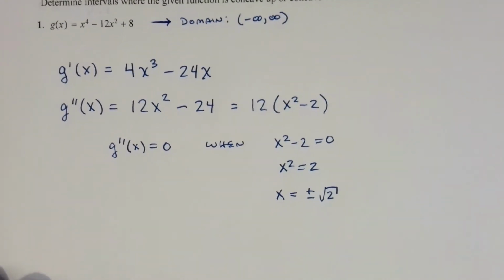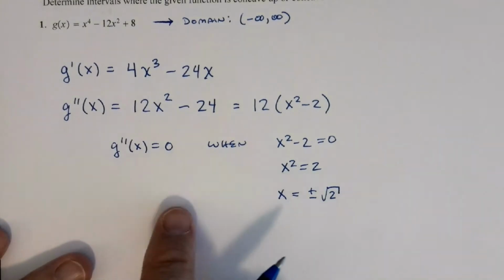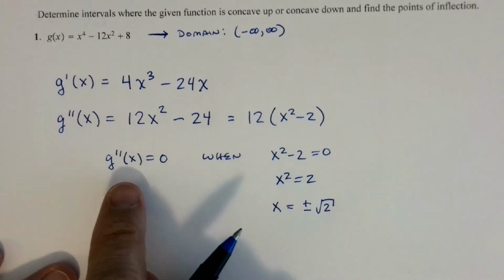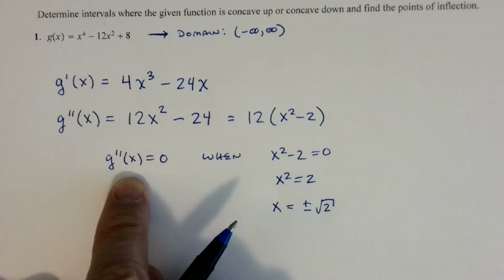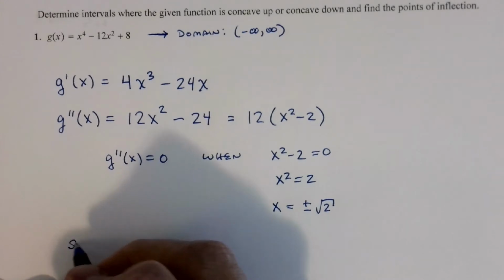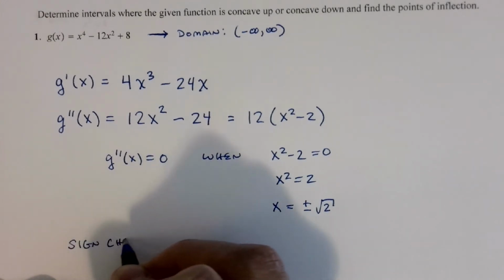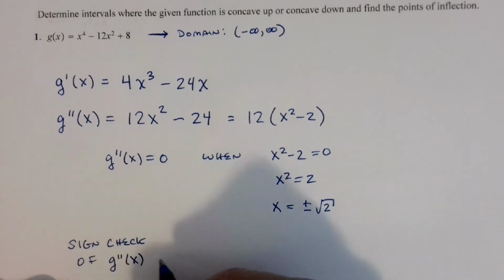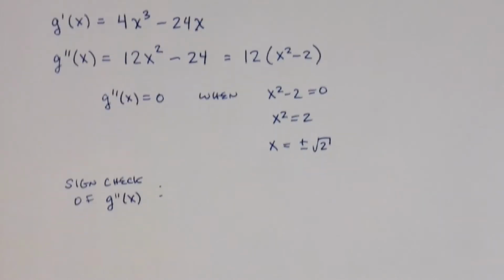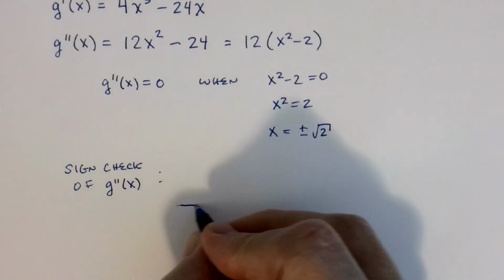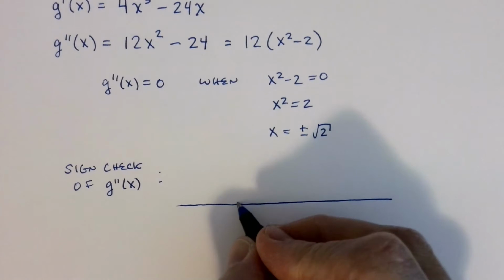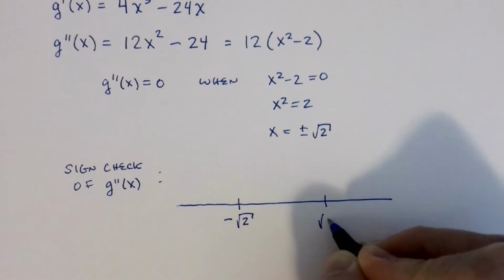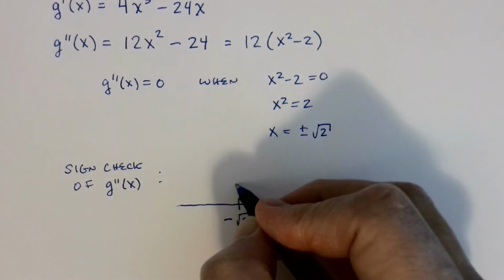So what are we going to do? I want to know where the function is concave up or concave down and the points of inflection. We just said that depends on the sign of the second derivative. So what do you think we need to do? We need to do a sign check of the second derivative. Remember, to find out where a function was increasing or decreasing, we did a sign check of the first derivative. To determine where we're concave up and concave down, we do a sign check of the second derivative. Let me put my 2 points of interest here where the second derivative is 0.